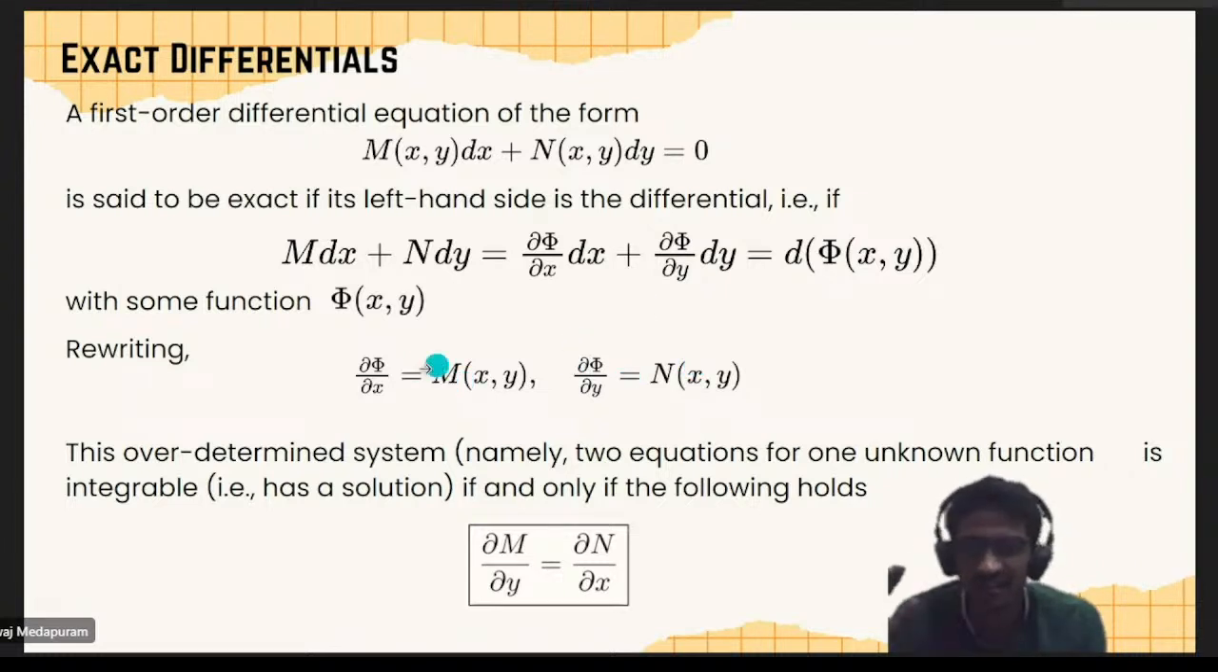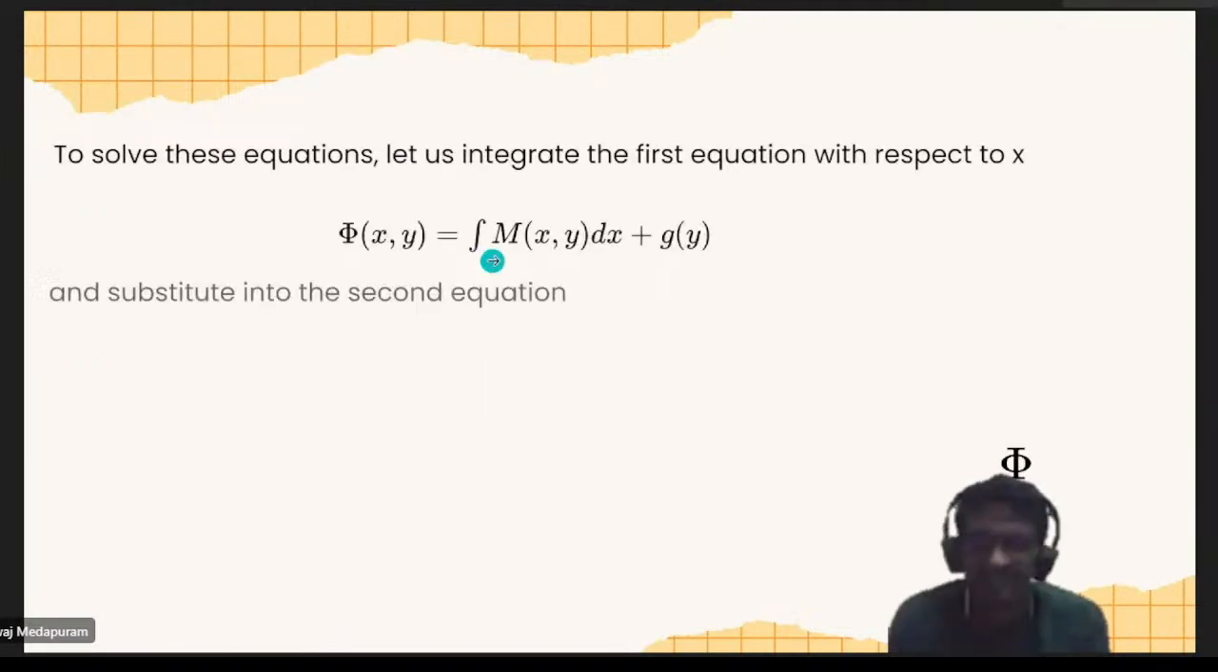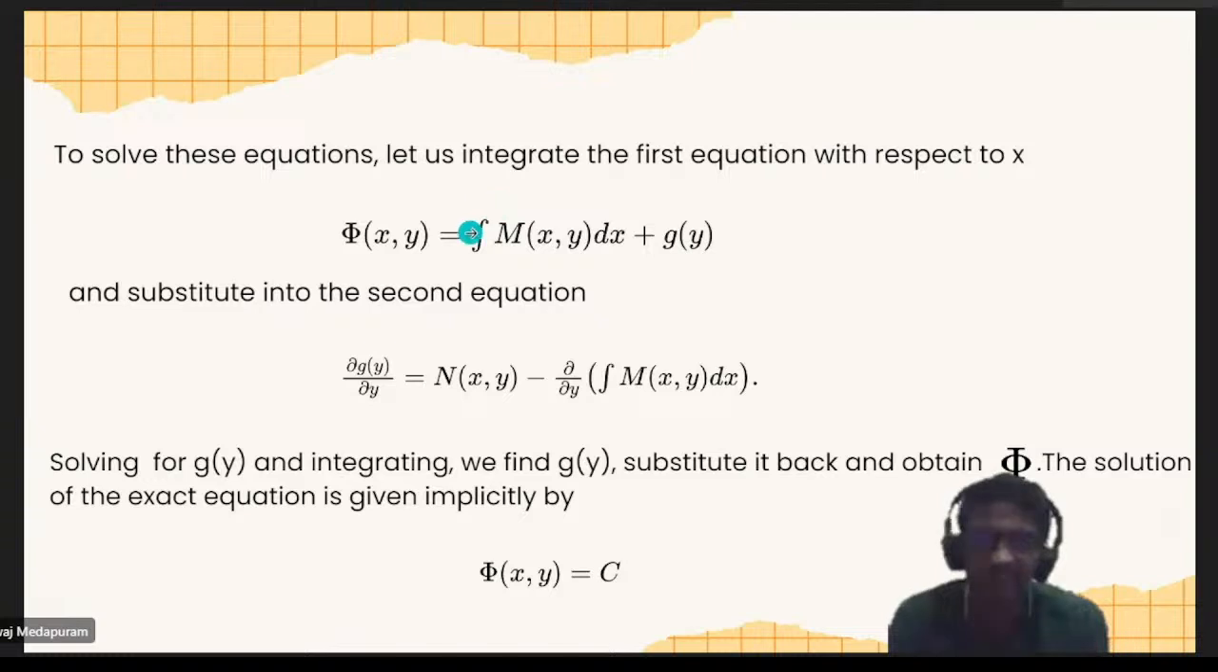Because there are partial derivatives involved, the constants here will be functions. If we integrate by x, the constant will be a function of y. If you're integrating by y, the constant function will be a function of x. Just like in indefinite calculus, here we have the constant as a constant function. Here we have phi is equal to the integral of M plus g of y.